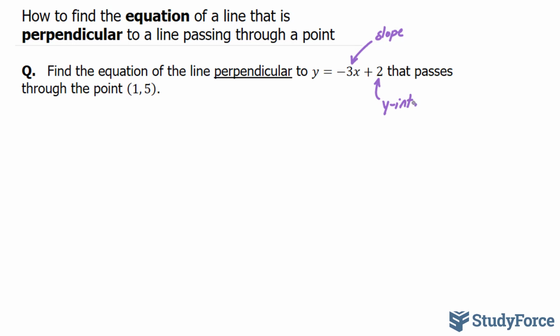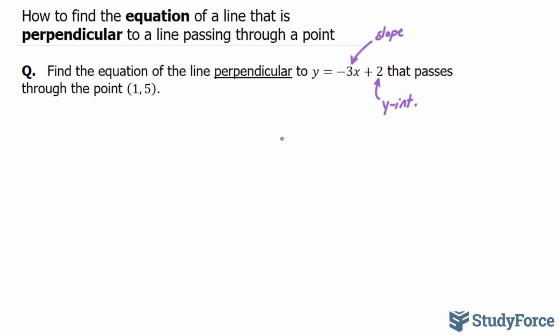And the easy way to locate the slope is by locating the independent variable, and in our case it's x, and specifically locating the number that is connected to it. So this negative 3 is connected to this x. In other words, it is multiplied to this x. Once you have located the slope, you have to find the negative reciprocal of that number.